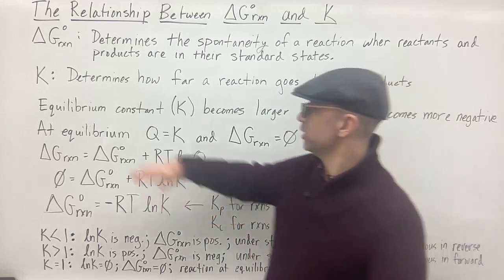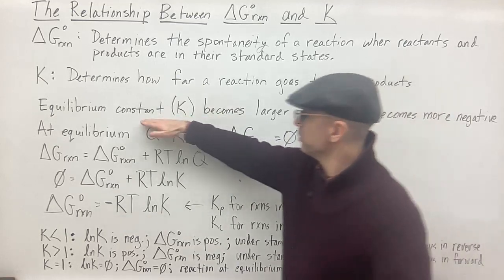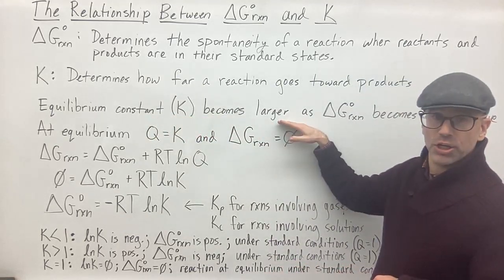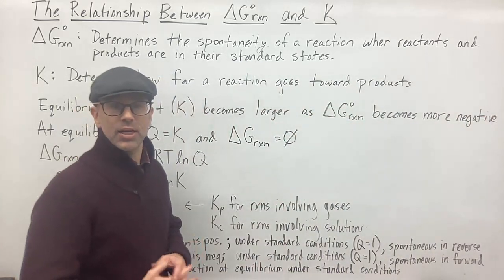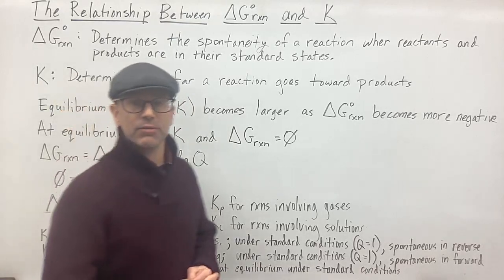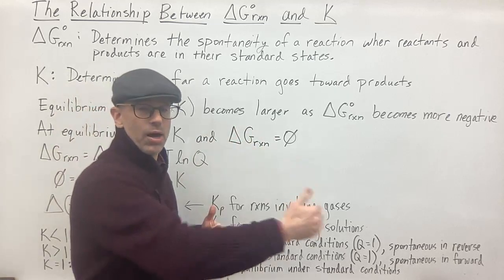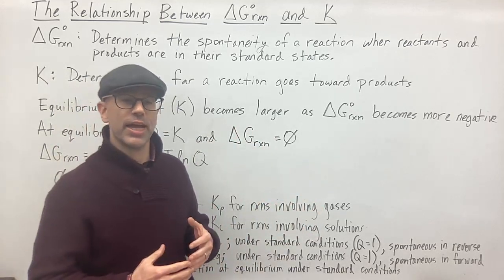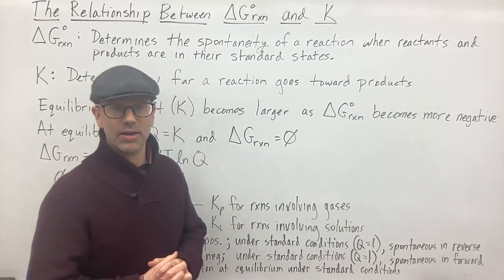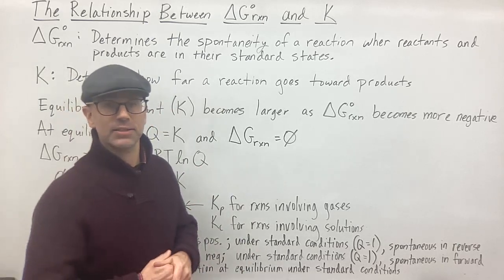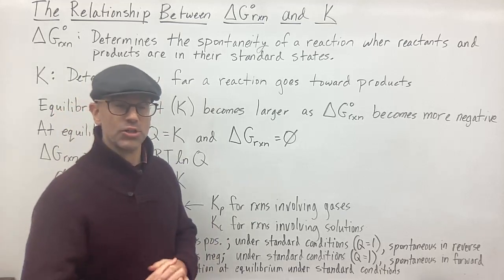So if we look at the equilibrium constant, K, we could say that the equilibrium constant K is going to become larger as the change in the standard free energy of a reaction becomes more negative. What that says is if going from reactants to products your standard free energy change is negative, you have less free energy in your products than you started out with in reactants. That's going to favor the products, so your K is going to be larger.